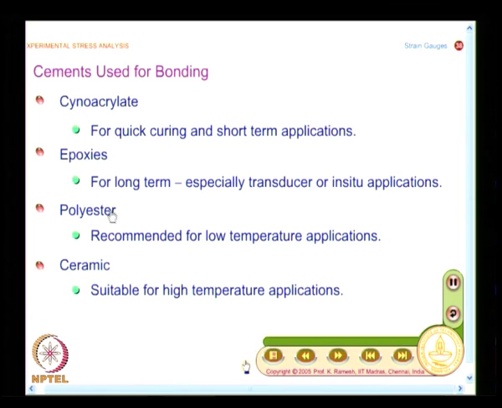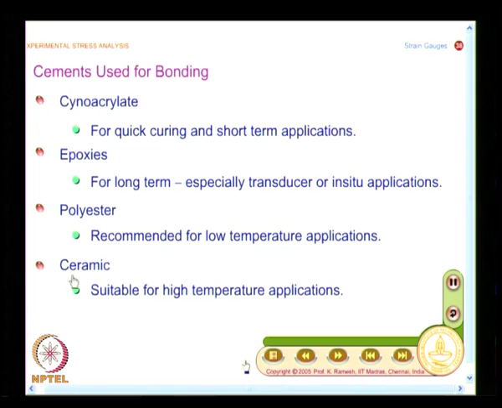And you have polyester, which is similar to epoxy in many of the characteristics, and polyester cement is recommended for low temperature applications. I said you have cryogenic engines and you have low temperature requirement. For such applications, it is better to go for polyester cement. And I said you also have very high temperature and you need to go for ceramic cements, which will also replace the backing, because the backing made of plastic or epoxy will all evaporate at that temperature. So, you need to have a ceramic backing, and we will see some of the details of these cements in the slides to follow.